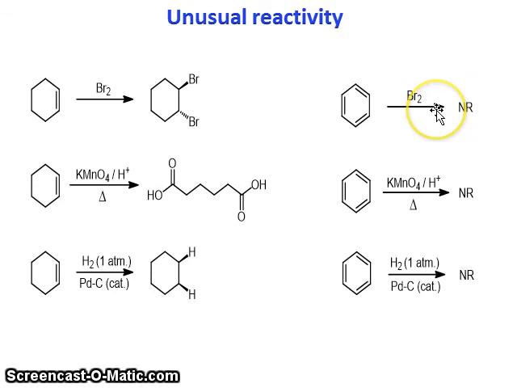So if you add bromine to liquid benzene, there is no reaction at room temperature. You add potassium permanganate, nothing happens. You try to hydrogenate benzene, 1 atmosphere hydrogen in presence of a catalyst, there is also no reaction. That means the reactivity of these aromatics is way different than the simple olefins. So something is stabilizing the aromatic compounds, so that's why their reactivity is different.